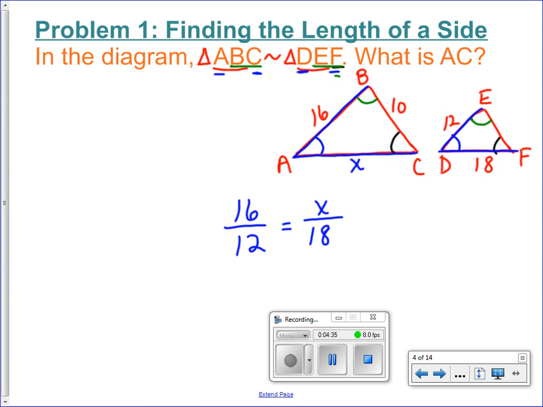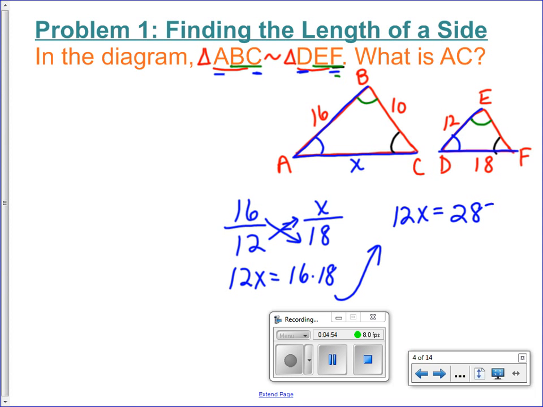Now that we have our proportion, we're ready to cross multiply. 12 times X is 12X. On the other side, we have that equal to 16 times 18. 12X equals 288, since 16 times 18 is 288. Divide both sides by 12, and we get X is equal to 24. All right, so X right here is a length of 24.